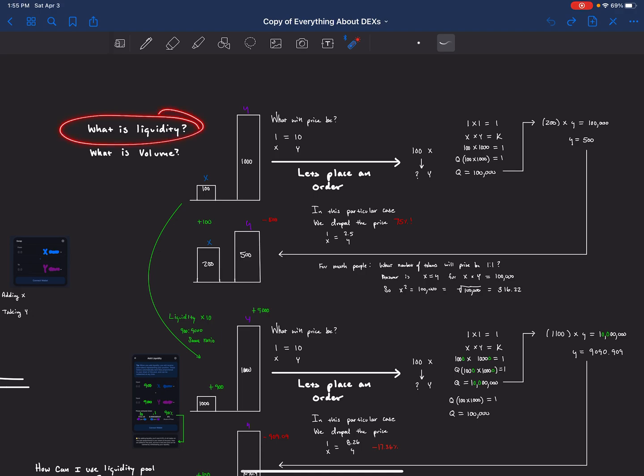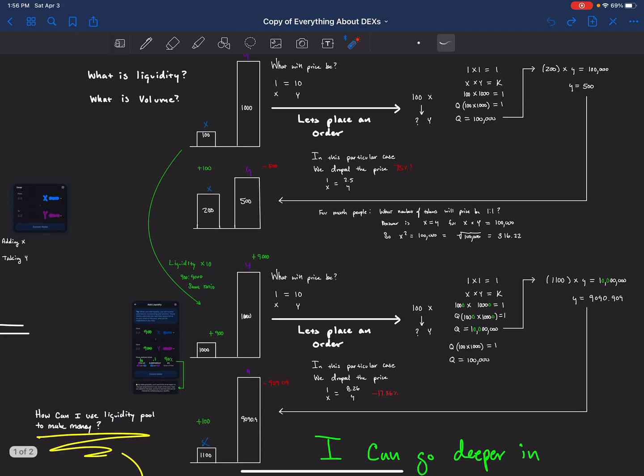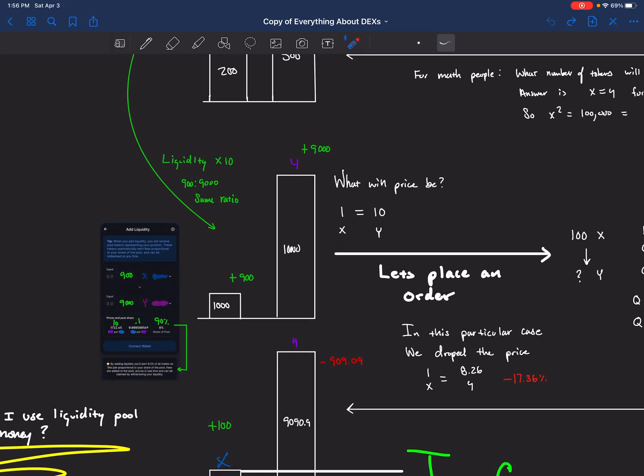Now, okay, so you can get a deeper understanding of how liquidity might change things, right? So what happens if someone comes in and drops a large amount of liquidity? This thing's too illiquid. I want this thing to have way more liquidity so that people don't move the price so much. So I add 10 times as much liquidity, right? And I keep the ratio of the tokens the same, right? So I add 900 tokens to X and 9,000 to Y, and now the ratio of tokens is the same. The price is the same, but I came in and added way more liquidity, right?